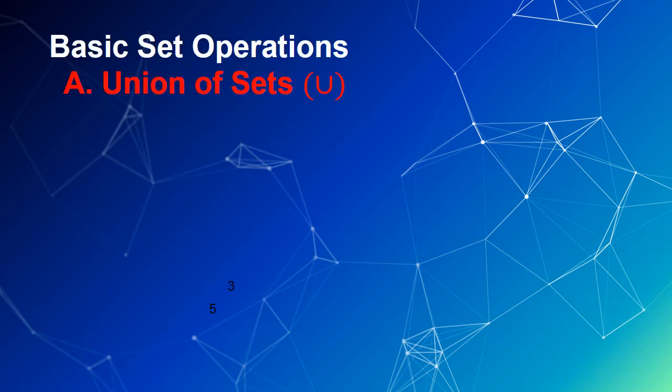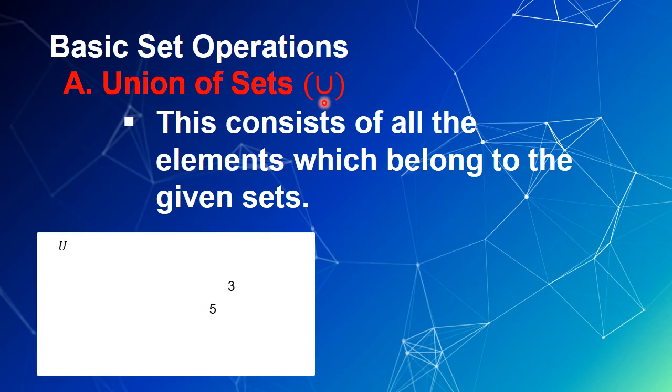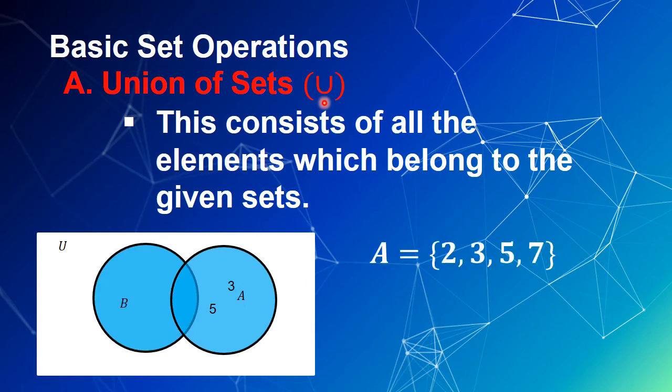So the first operation is what we call the union of sets. The symbol here is an inverted U. This consists of all the elements which belong to the given sets. So let's say, for instance, we have the universal set, set A and set B. So the union of set A and B is 2, 3, 4, 5, 6, 7, and 8.